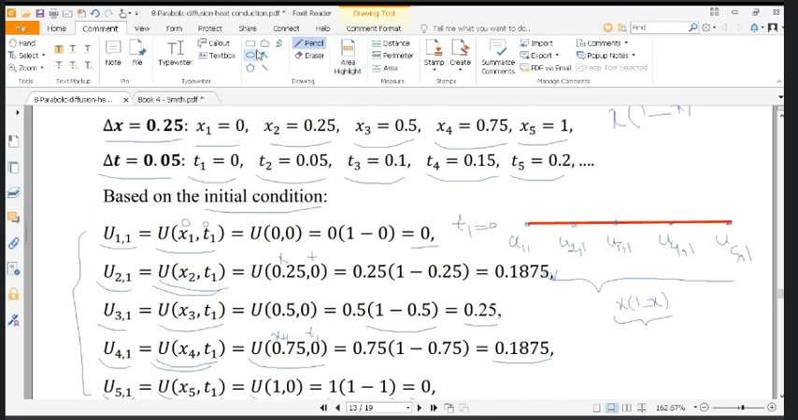At each time step, we have 5 points, okay? And the first point and the last point are known because they are on the boundary and the value of u is 0. Then for every time step, we have only 3 interior points, and we should compute the value of u at these 3 interior points. And i for 3 points are 2, 3, and 4.